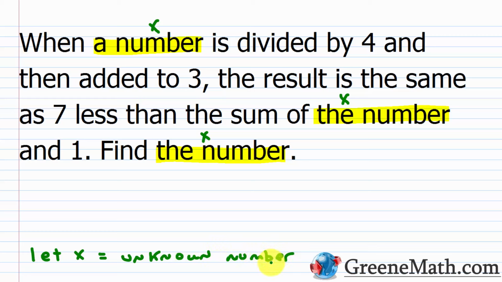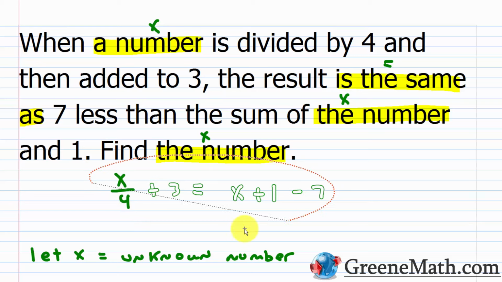Okay? So reading back through now, when x is divided by 4, so that's x over 4, and then added to 3, so then just plus 3, the result is the same as, so that means equals, right? So I can just highlight this where it says is the same as, and put equals there. It says 7 less than the sum of x and 1. So we want the sum of x and 1, which is x plus 1. And then we want 7 less than that. So just subtract 7 away from that. And this will be our equation.